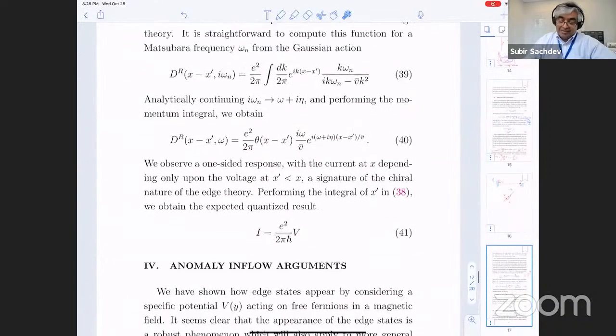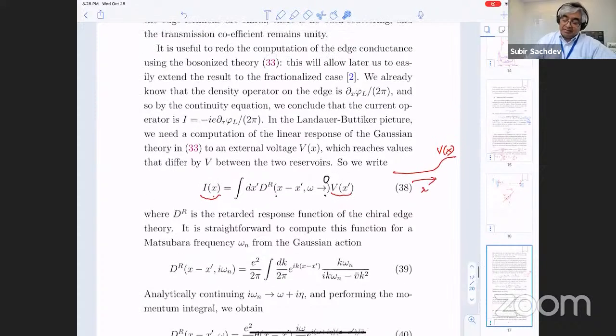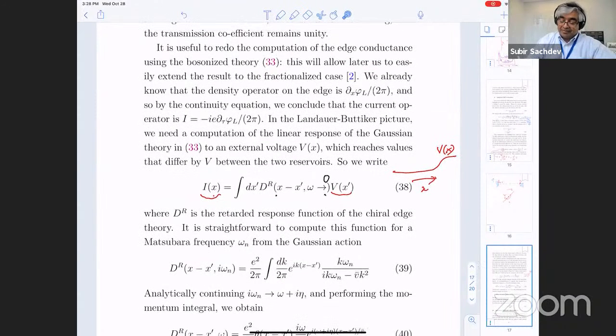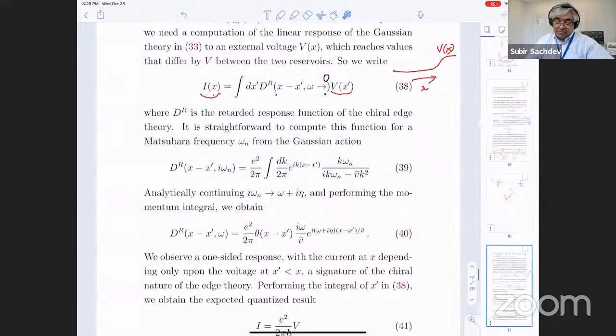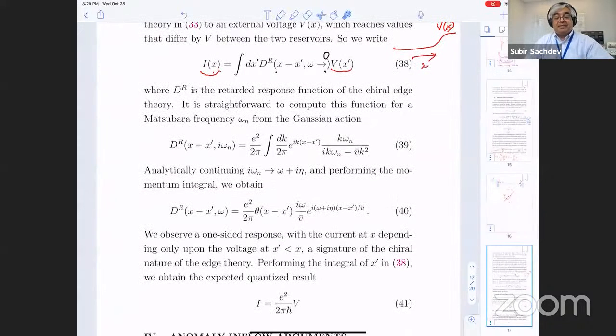Anyway, so what I've done here is just taken the expression for the density that we had from bosonization theory, and then deduced the current by conservation. So there can't be any corrections to that. Current has to be conserved on the boundary, and then you compute the response function as a Gaussian theory. Yeah. Okay. Now, right. I think these are the correct expressions.